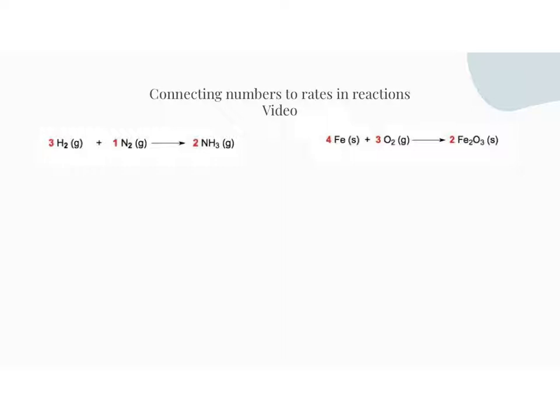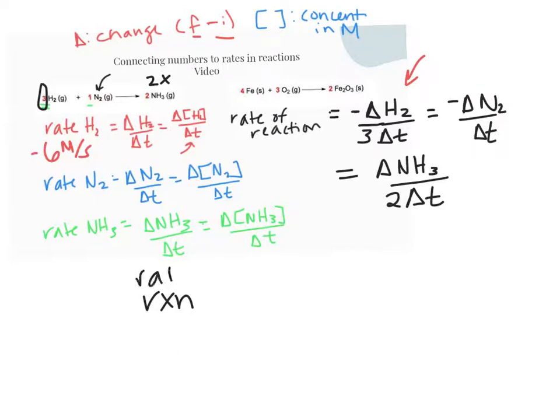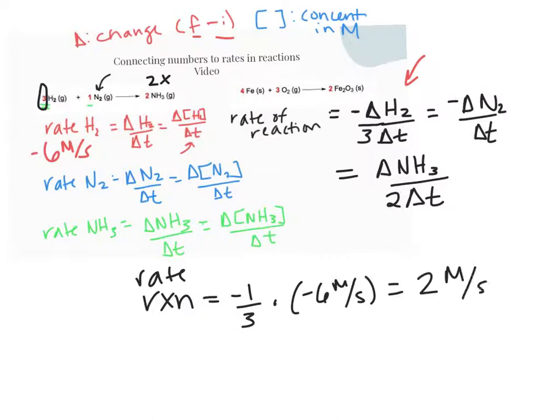So our rate of reaction, sometimes you write it like this with RxN, is going to be equal to -1/3 times that -6 molarity per second, which is going to equal 2 molarity per second. We can also from that find the rate of all the other components.